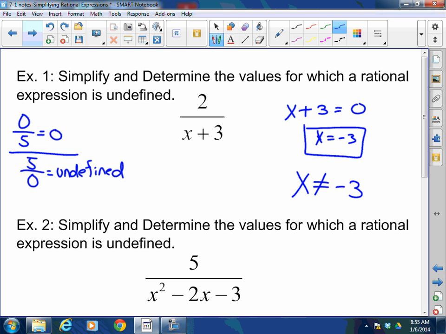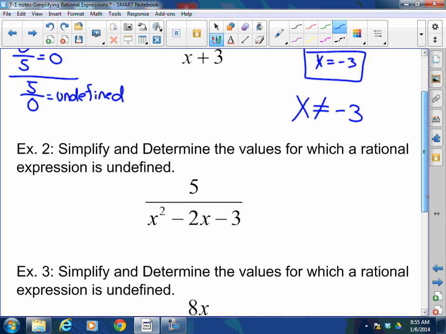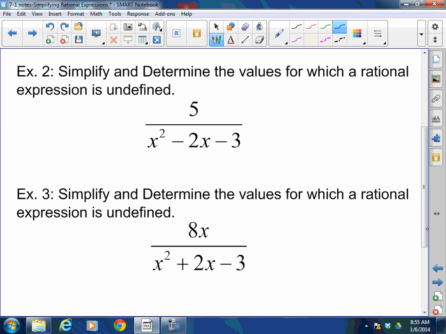All right. So let's knock these out right quick. Simplify and determine the values for which a rational expression is undefined. Always, always, always factor. Simplify as much as you can, and then apply what they're asking you to your simplified expression. That's my suggestion. So I cannot simplify 5 any further. However, what times what is -3, but when added together is -2?